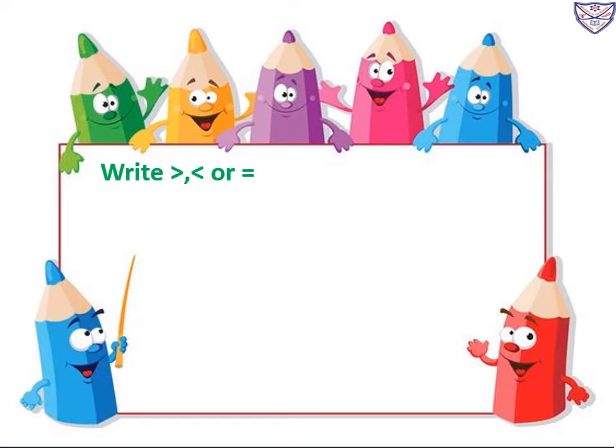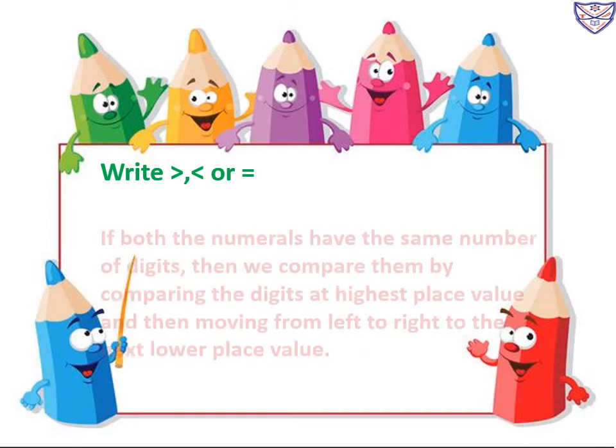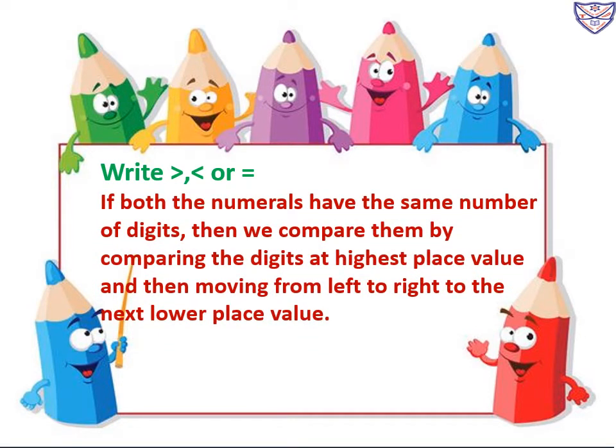Our next topic is write greater than or equal to sign. So if both the numerals have the same number of digits, then we compare them by comparing the digits at the highest place value and then moving from left to right to the next lower place value. So for example, first we will read the number 8456 and 4562. Here the places are ones, tens, hundreds, thousands. So thousand is the highest place value. In the same way here, ones, tens, hundreds, thousands. Here also the highest place value is thousand.